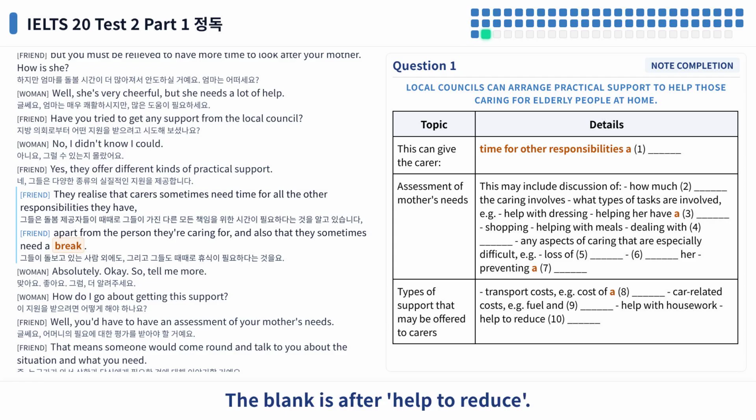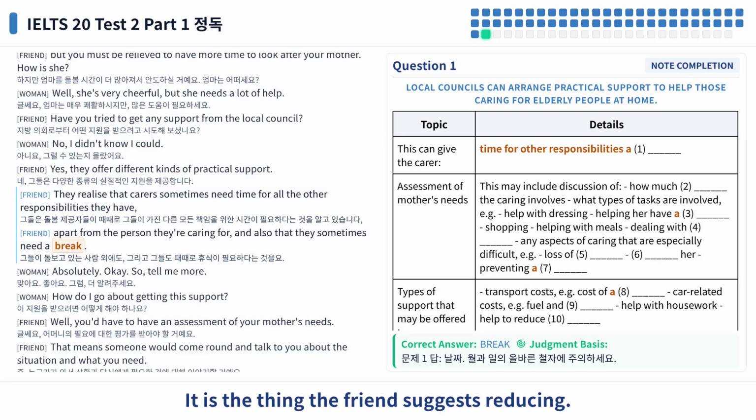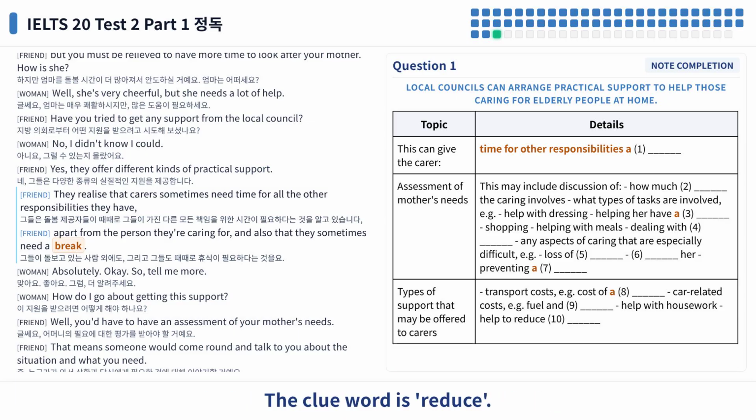Question 10. The blank is after help to reduce. We need a noun. It is the thing the friend suggests reducing. The clue word is reduce. We can predict the answer is a negative feeling or problem. In the recording, the friend says you're under quite a bit of stress, then says minimize it. Here, it means stress. The question reduce stress replaces the recording's minimize it. The answer is stress. Pay attention to the spelling.